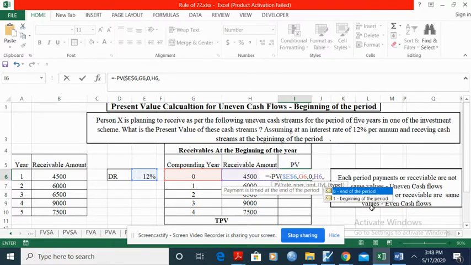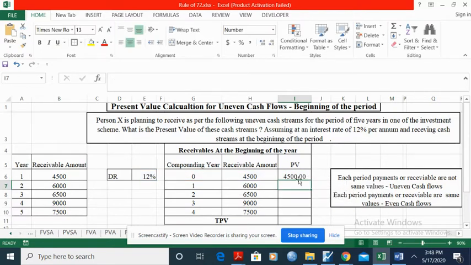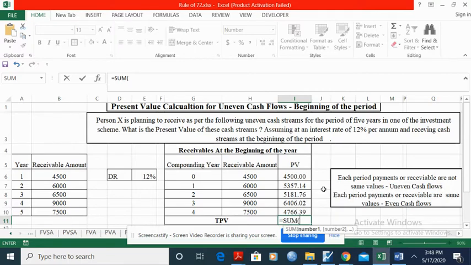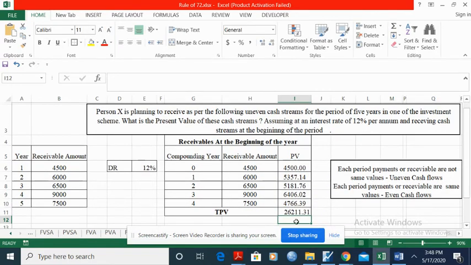One thing you have to remember here is we are assuming the cash flows Mr. X is receiving are at the beginning of the period. Please choose 1 and enter. So 4,500, and just drag it. Then calculate the total sum. The total present value of these cash flows equals how much? 26,211.